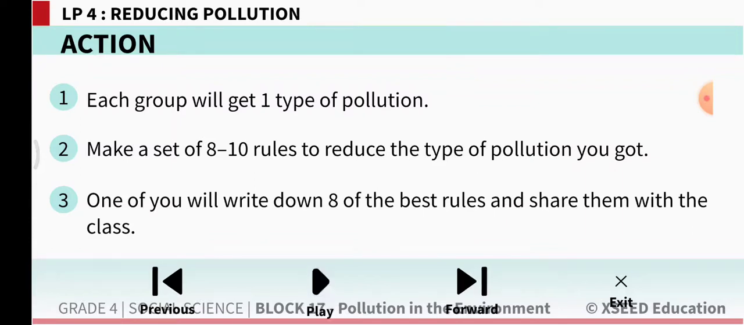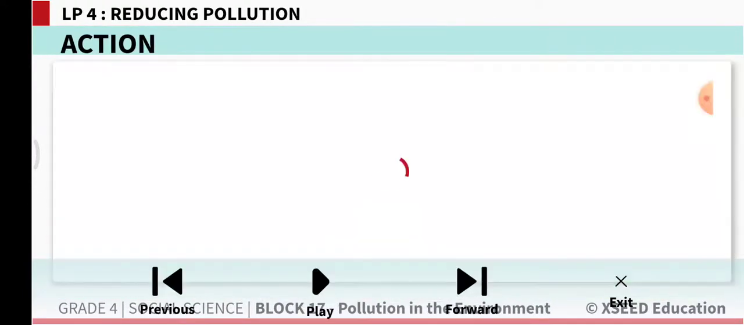So your social teacher, that is your Vijaya teacher, she will divide you into groups and each group will get a topic like air pollution or noise pollution, right, or water pollution. Depending upon your topic, you are going to write 8 or 10 rules about how to reduce that pollution. One of you will write down 8 of the best rules and share them with the class, right? Every group you are going to write it, make posters, and you also are going to share it with your class, right? Let's move on and watch this video.